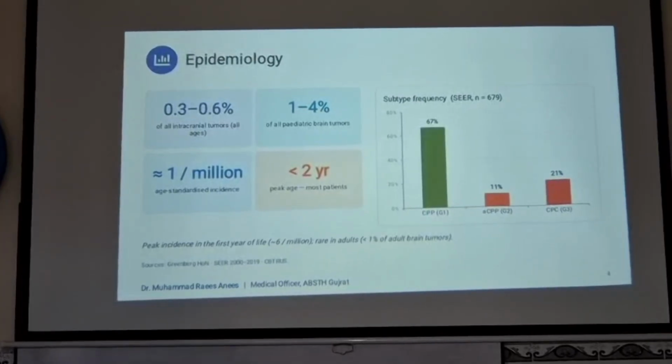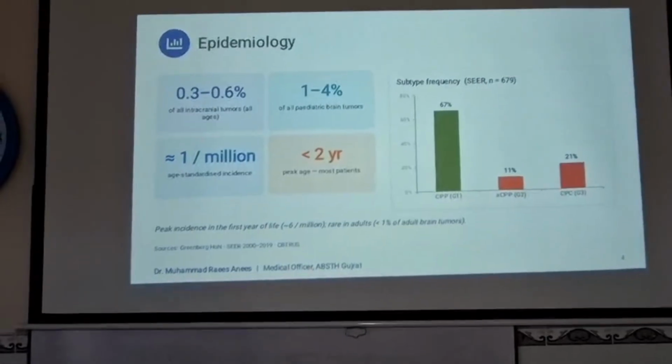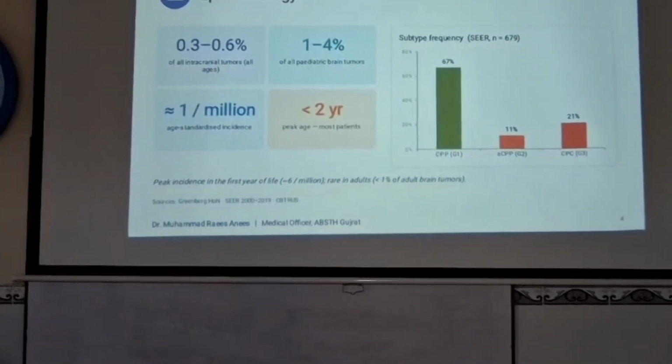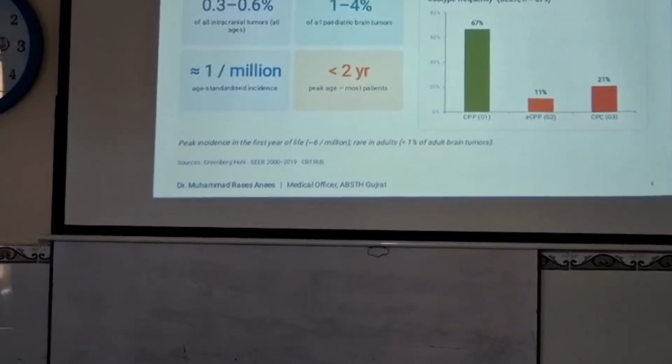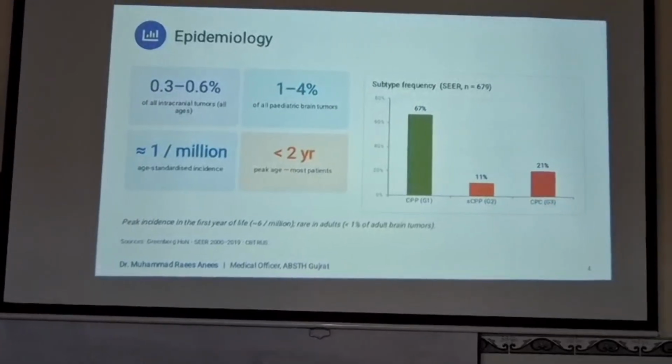pediatric brain tumors, and 1 per million age-standardized incidence. Our peak age is less than 2 years. So peak incidence is in the first year of life, 6 per million, and it is rare in adults, less than 1% of adult brain tumors.